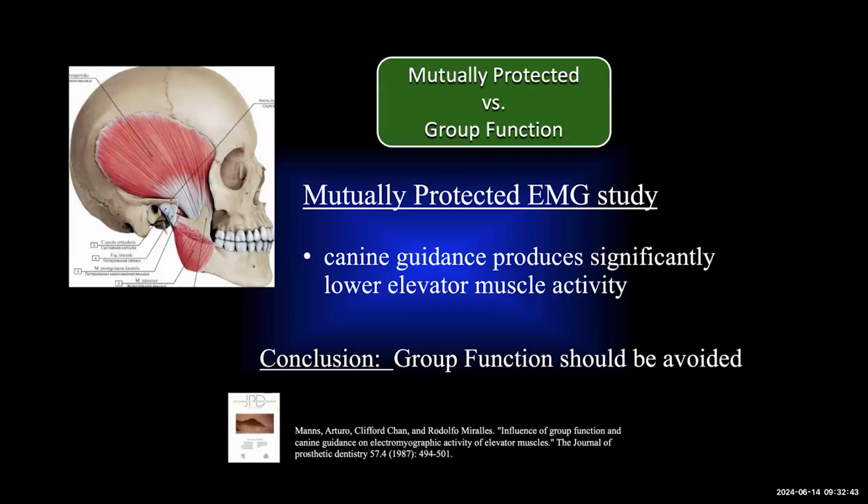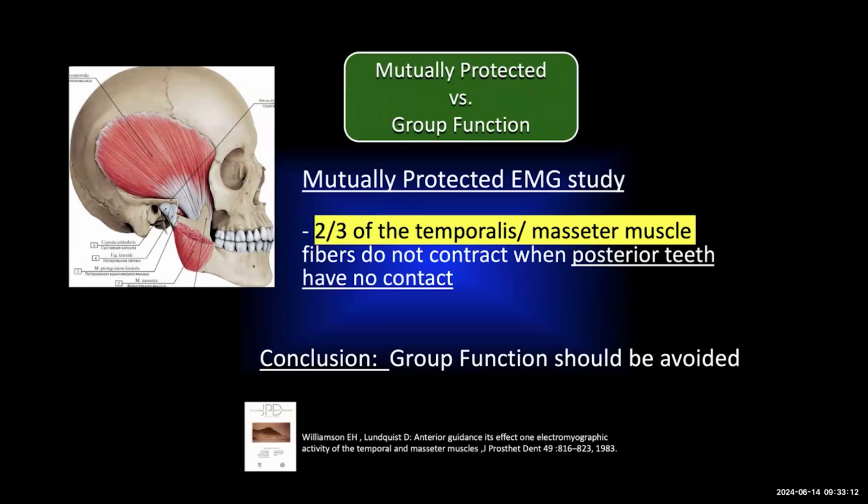Here are some EMG studies where they evaluated the muscles, most commonly the masseter and temporalis, and evaluated the strength and the muscle activity with these different types of occlusion. Basically, in this study, they found that group function should be avoided because it increases muscle activity. Another EMG study found the same thing and said group function should be avoided. 2/3 of the temporalis and masseter muscle fibers will not contract when the posterior teeth have no contact.